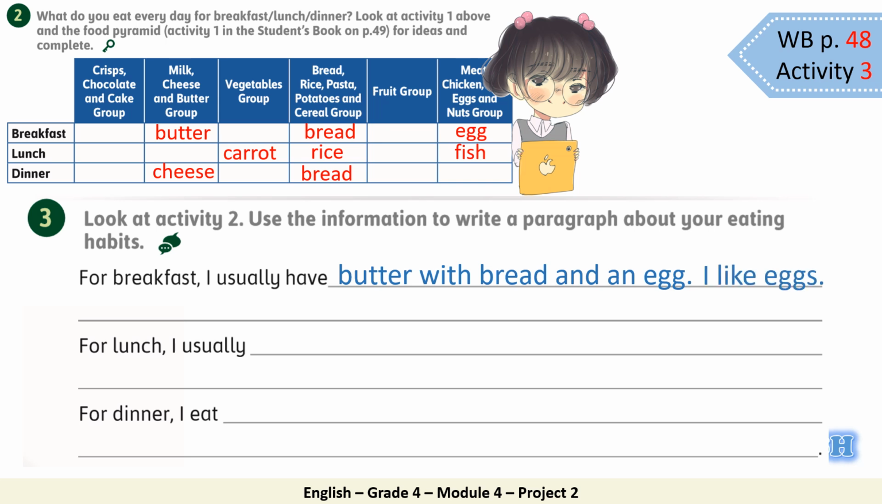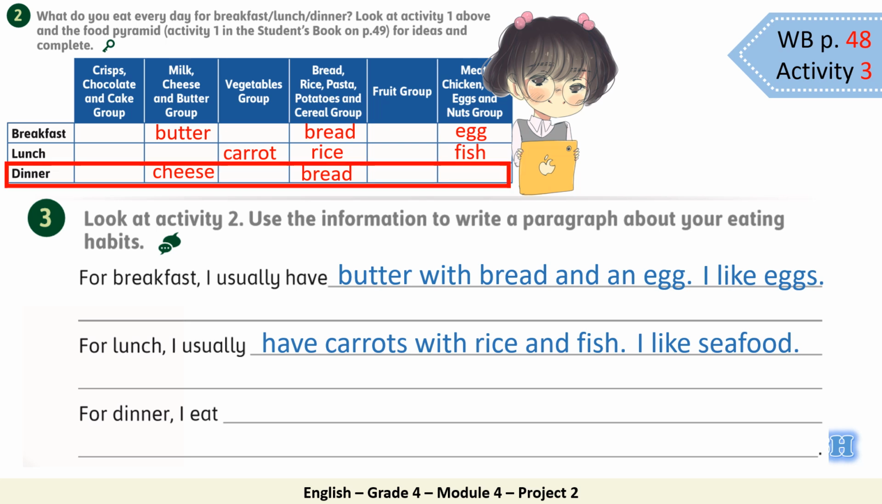Great. Let's move on. For lunch, I usually, look at the table. Lunch, she eats carrot, rice, fish. So she would say, I usually have carrots with rice and fish. And she continues, I like seafood. And let's continue. For dinner, I eat, look at the table, cheese bread. So she says, for dinner, I eat a sandwich with cheese. And she continues, I love cheese. Great job.